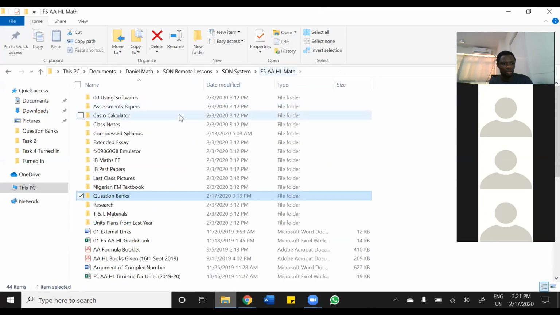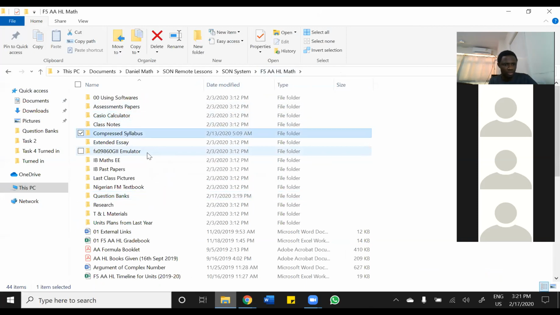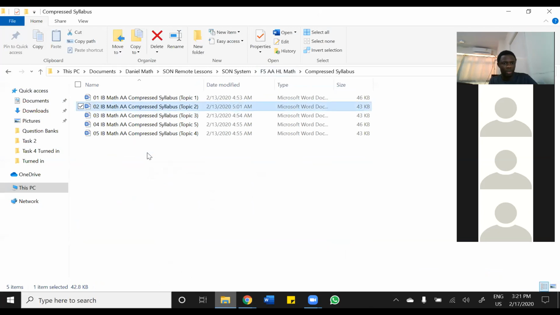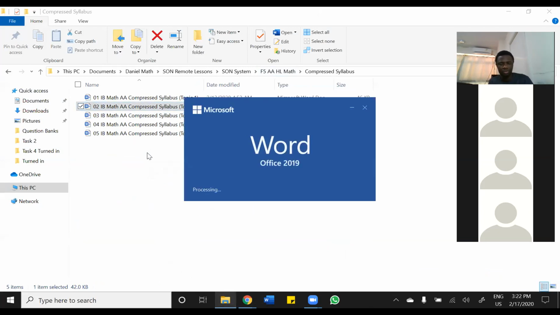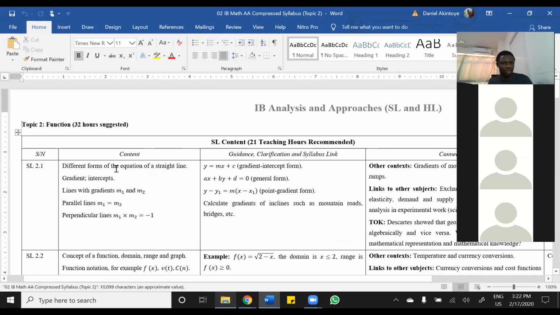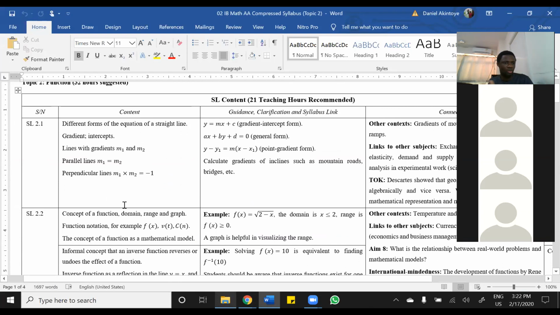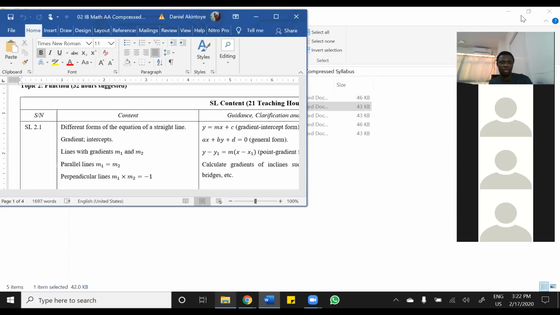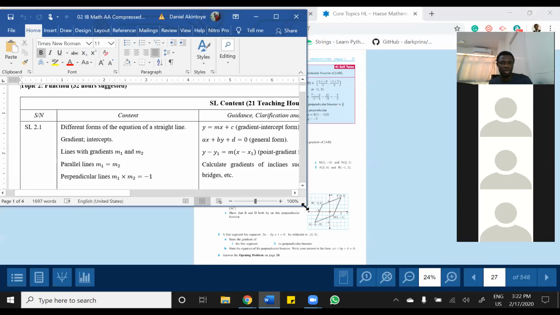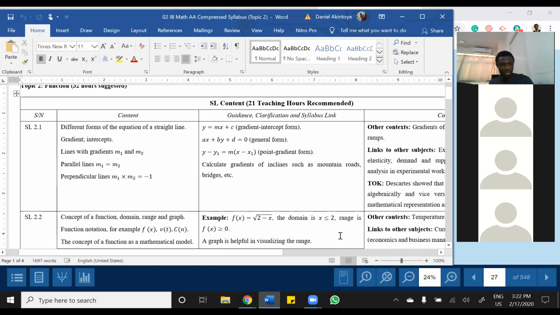I think I put the compressed syllabus somewhere. Yeah, so this is topic number 2. You can see different forms of equation of the straight line, gradient-intercept form, and so on, parallel and perpendicularity. That is all about 2.1. They're very short and straightforward. One class should be enough. The other class, if you want to do practice, depends on how fast we can go, but one class I think would be enough. That can be seen in the small textbook, chapter 1A and C.